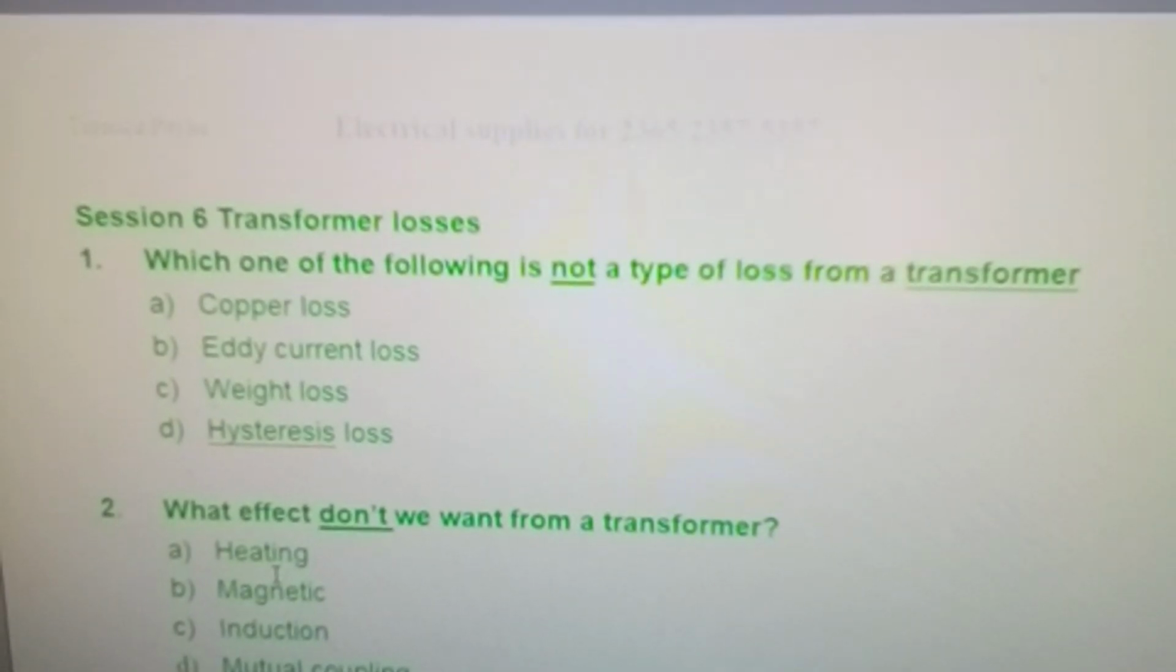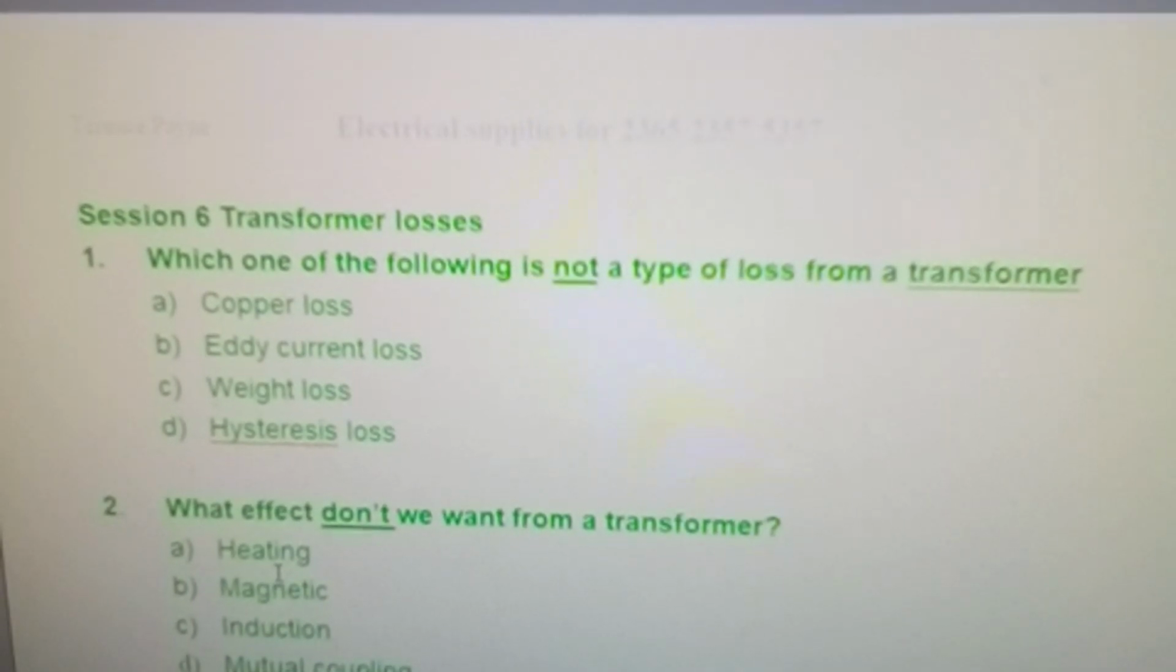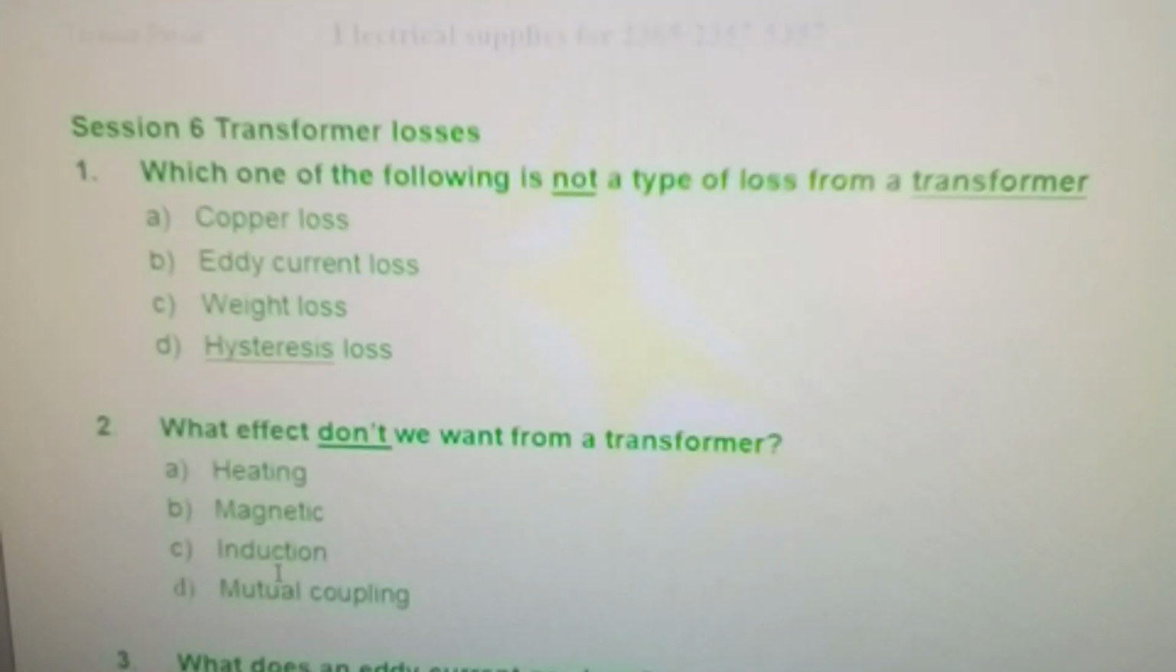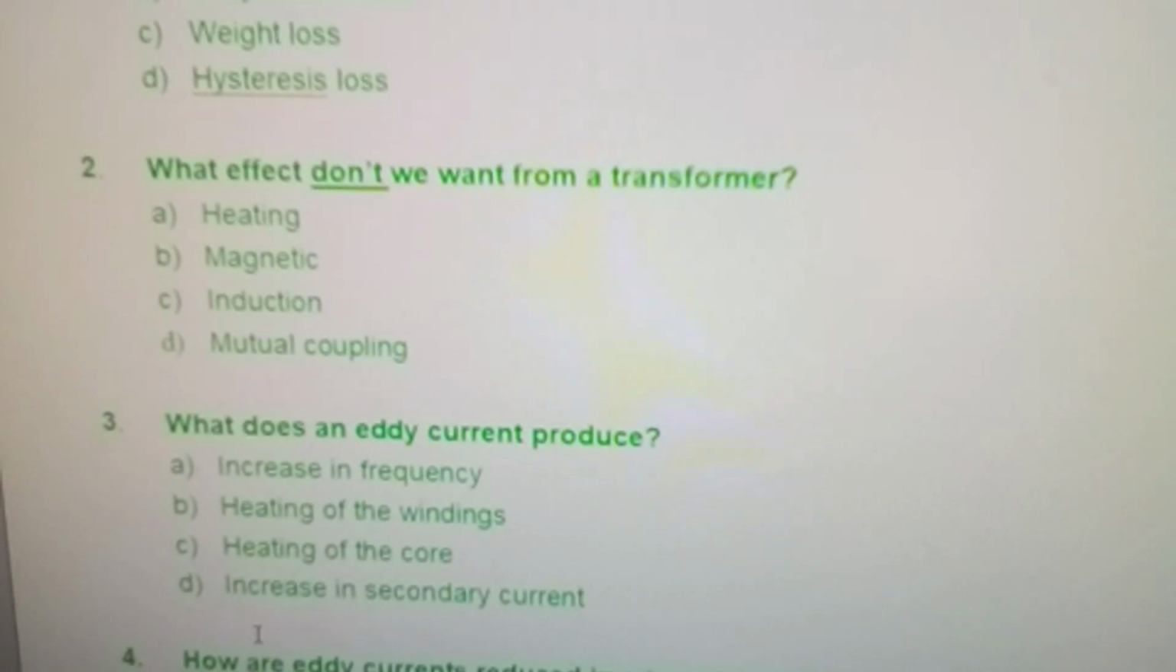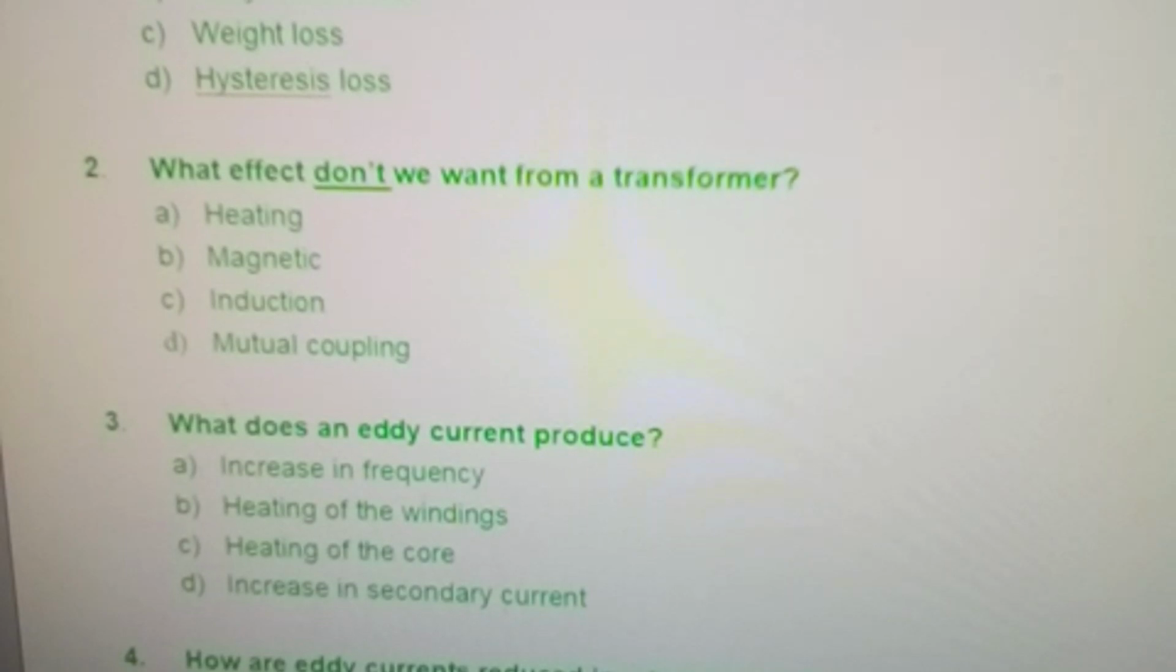Which one of the following is not a type of loss from a transformer? It could be weight loss. I mean, the transformer might suddenly become less heavy. You might have lost weight due to the fact that it has been overworked. Or maybe it was going down to the gym too often and it lost a bit of weight, got fitter.